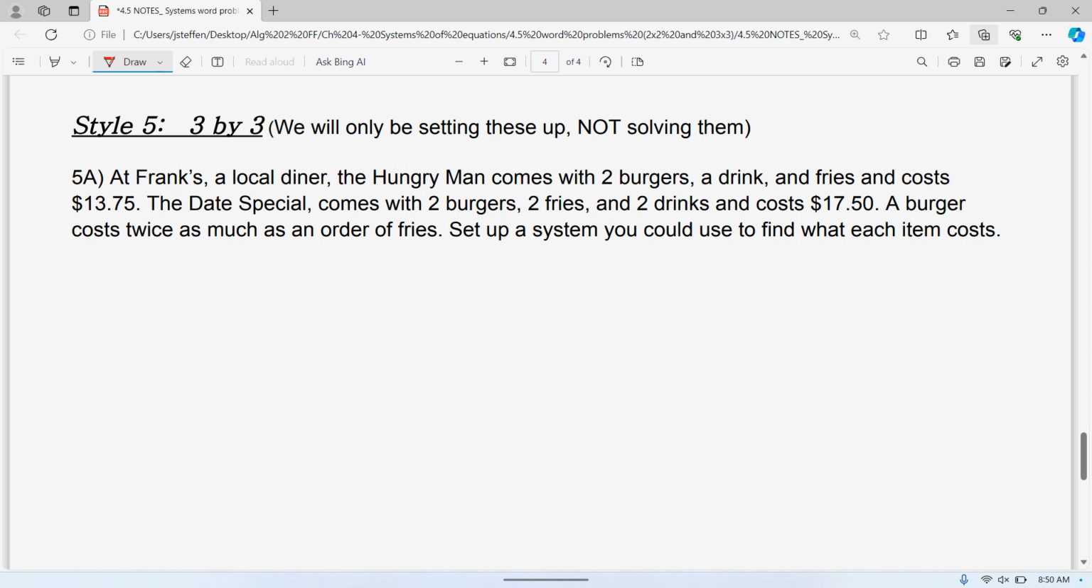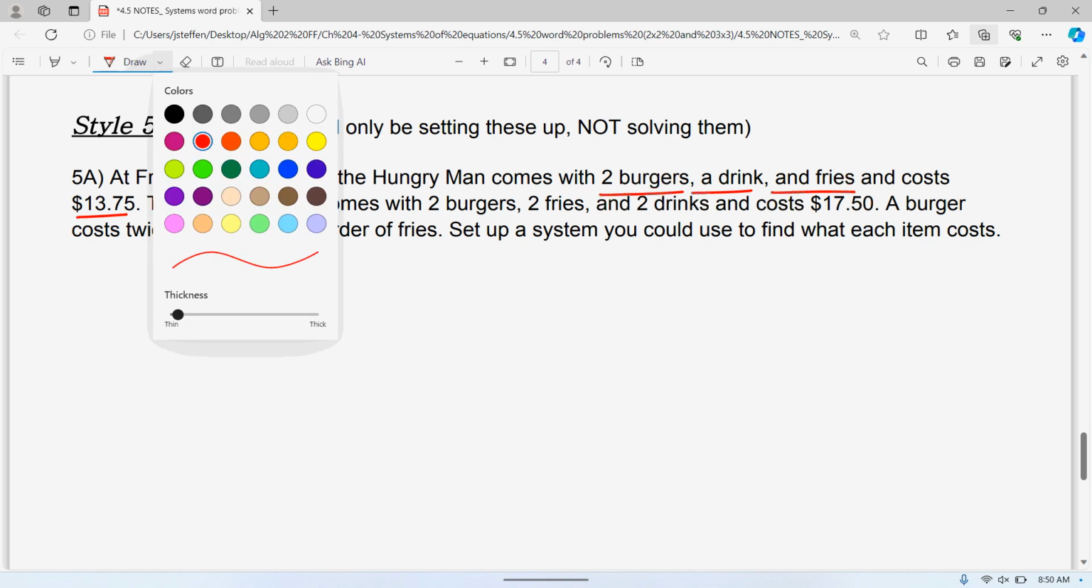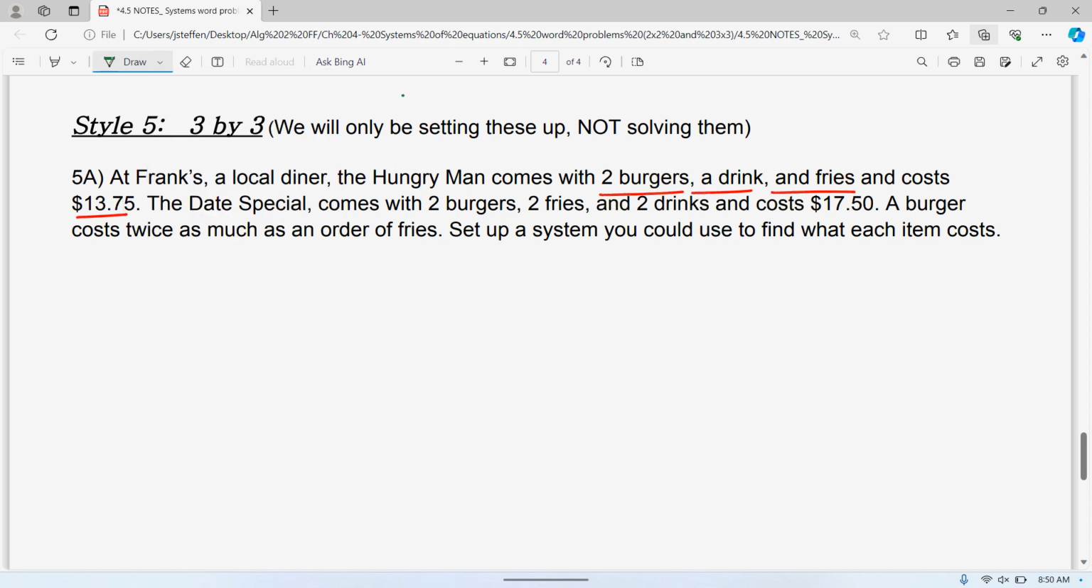Frank's local diner, the Hungry Man, comes with 2 burgers, a drink, and fries. Well, a drink is 1 drink, fries, 1 fries. That costs $13.75. 2 burgers, 2 fries, 2 drinks is $17.50. This is the hard one: a burger costs twice as much as an order of fries. You'd use that to solve.